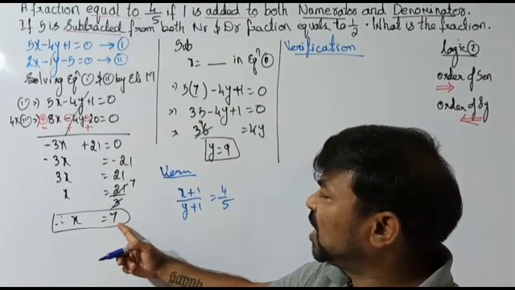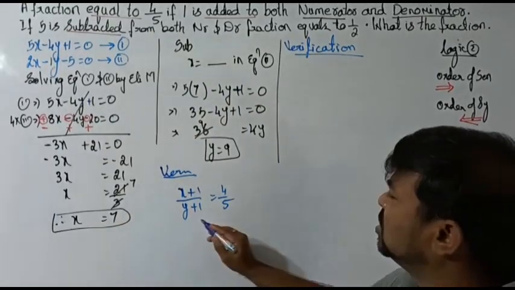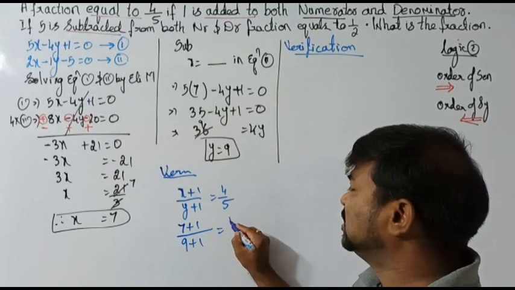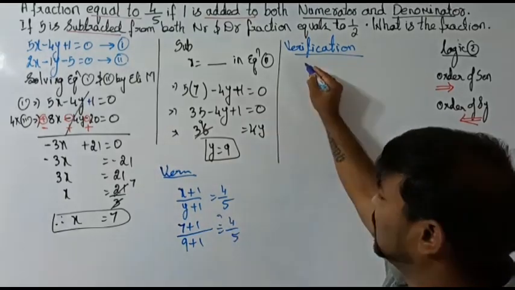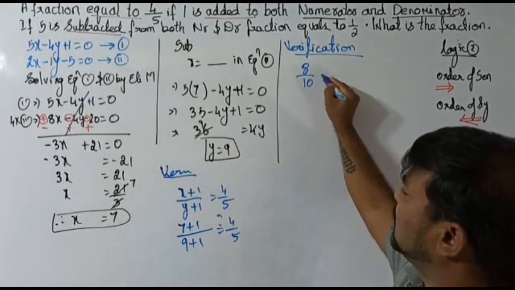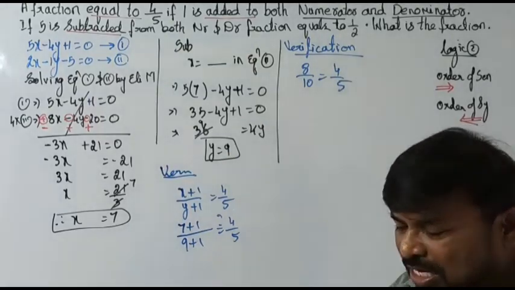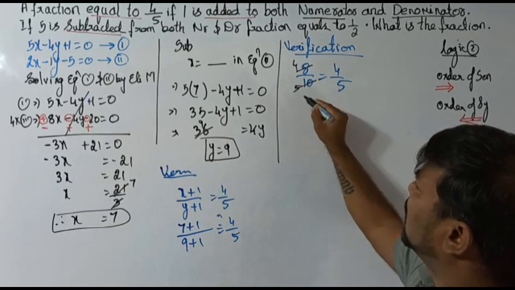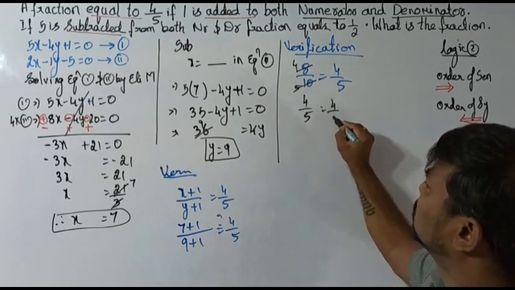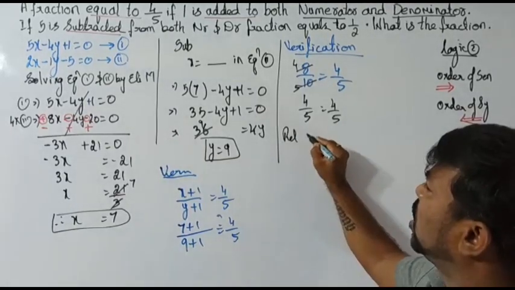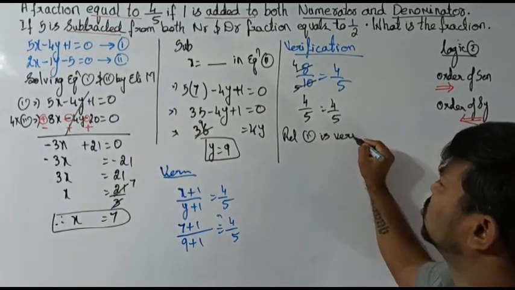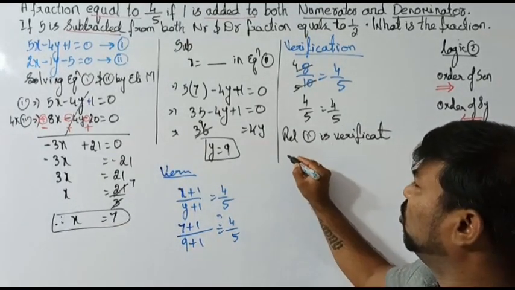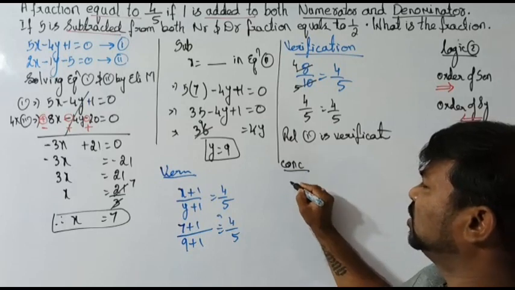Let's check it out. What is the value of x? It's 7, plus 1, and y is 9, plus 1. Is it 4 by 5? Let us check. It's 8 by 10, which is equal to 4 by 5. Let's simplify: 2 4's are 8 and 2 5's are 10. Yes, it's 4 by 5. So the relation is verified. As any one of the relations is verified, you can straight away say it is correct. Therefore, let's write the conclusion part.